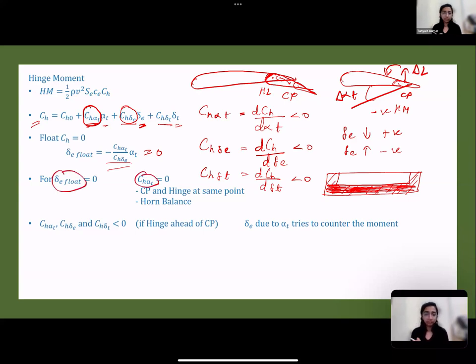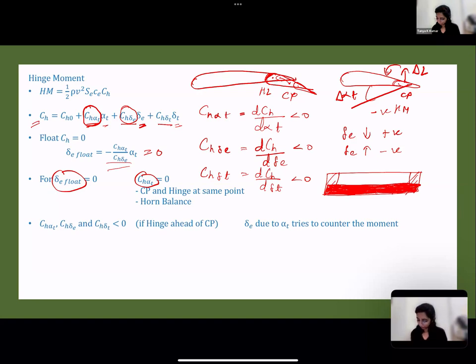So these are the two ways in which you can get delta E float to be zero. One is if your hinge line is at your center of pressure. Another one is this horn balance, where you have some portion of the elevator ahead of the hinge line, which balances the moment produced by the other portion. So CH alpha tail, CH delta E, CH delta T, they are all less than zero if your hinge line is ahead of CP. If it was behind CP, it would just be the reverse.